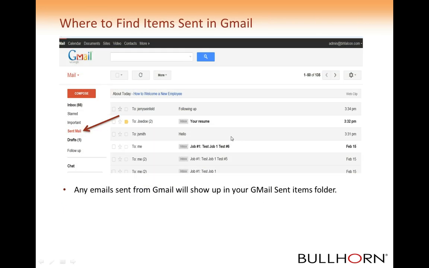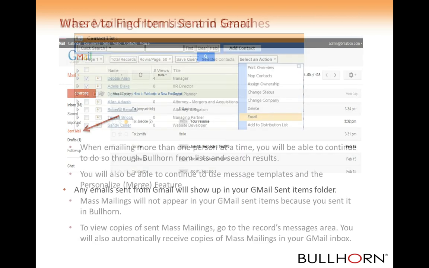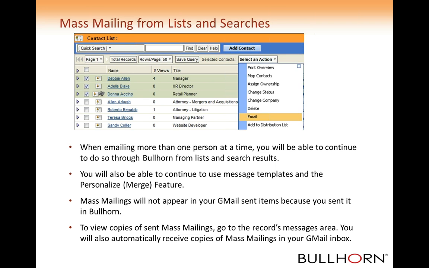So that's important to remember. We've talked about it a little bit. And where will you find your sent items in Gmail? Basically, you will go to your Sent Mail folder. This is where you will see your sent messages. And this should be very familiar to anyone who's already using Gmail.